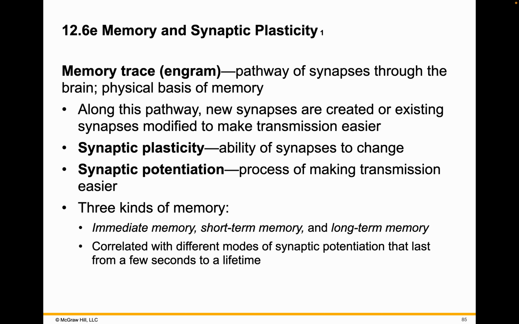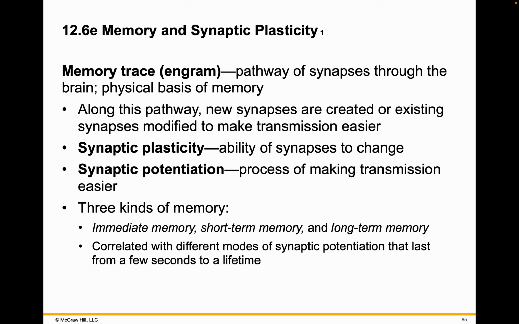A memory is a pathway of synapses through the brain. It's the physical basis of memory. Along the pathway, new synapses are created or existing synapses are modified to make transmission easier. So synaptic plasticity is the ability of synapses to change. Synaptic potentiation is the process of making the transmission easier.